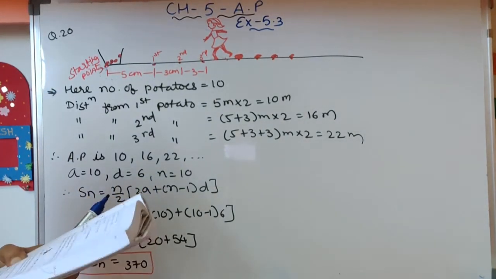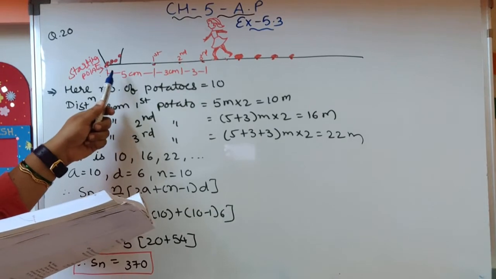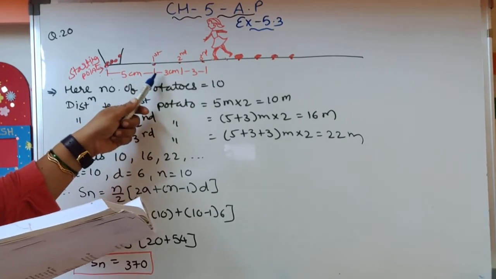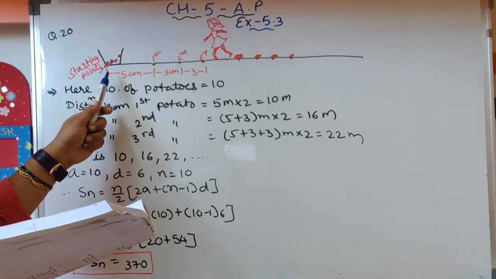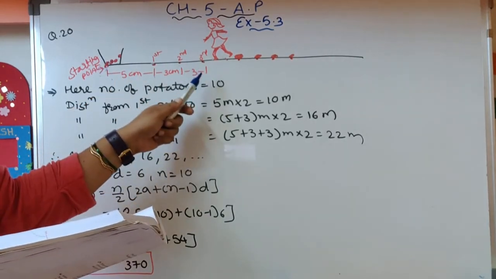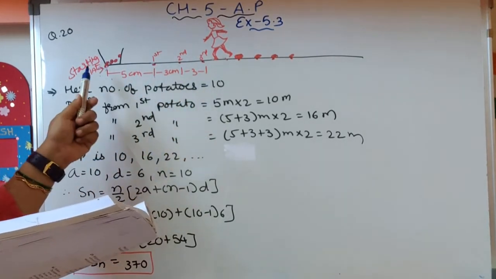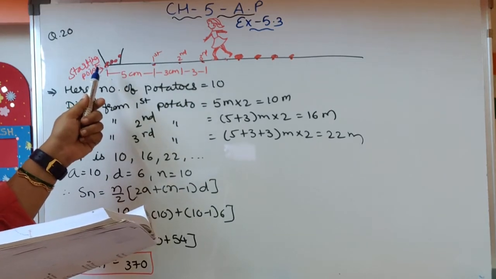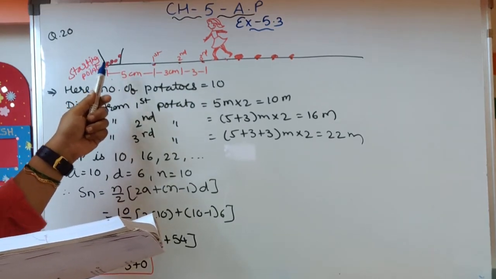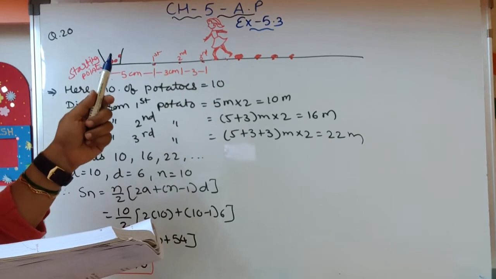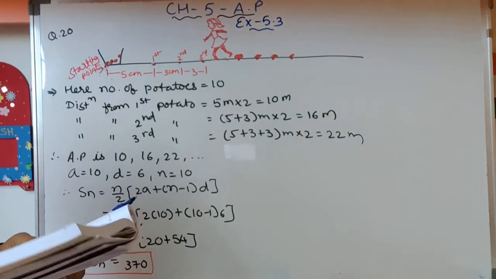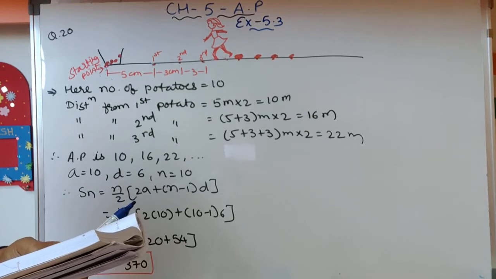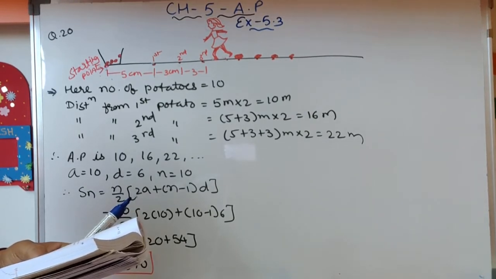A competitor starts from the bucket, picks up the nearest potato, runs back with it, drops it in the bucket, runs back to pick up the next potato, again runs towards the bucket to drop it in, and she continues in the same way until all the potatoes are in the bucket. What is the total distance the competitor has to run?